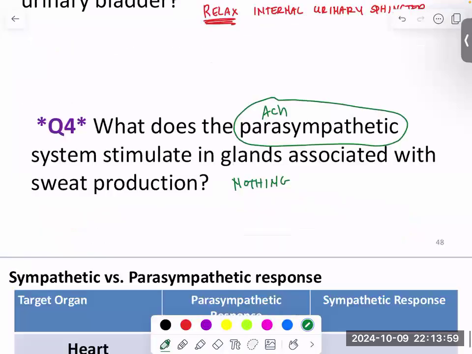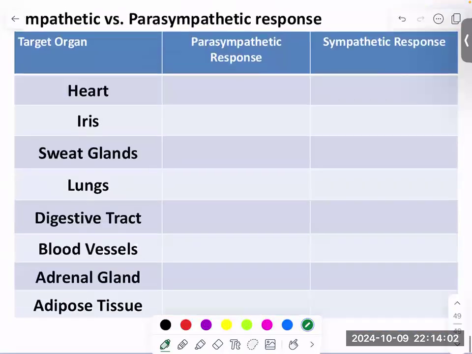For the sake of lecture, these are the parts that I want you to be able to tell me what happens. Parasympathetic response, acetylcholine. Sympathetic, epinephrine. What is acetylcholine going to do to the heart? I'm not going to necessarily ask you parasympathetic or sympathetic. I can say acetylcholine or epinephrine. What is epinephrine going to do to the heart? We did this one as a group.